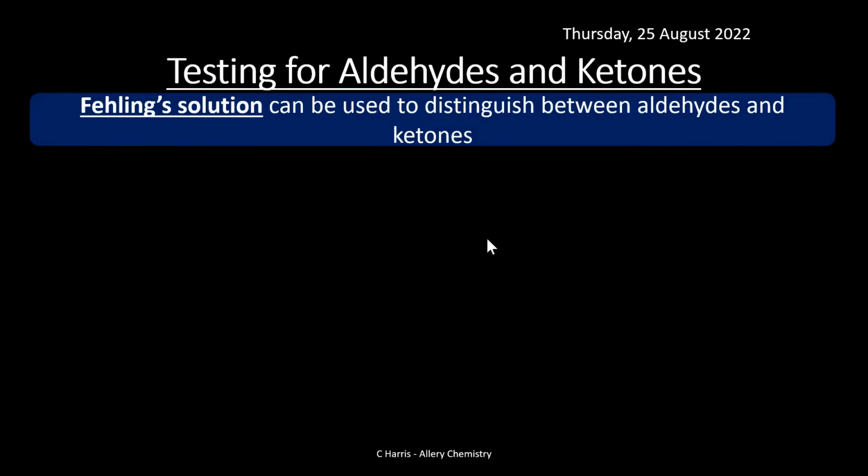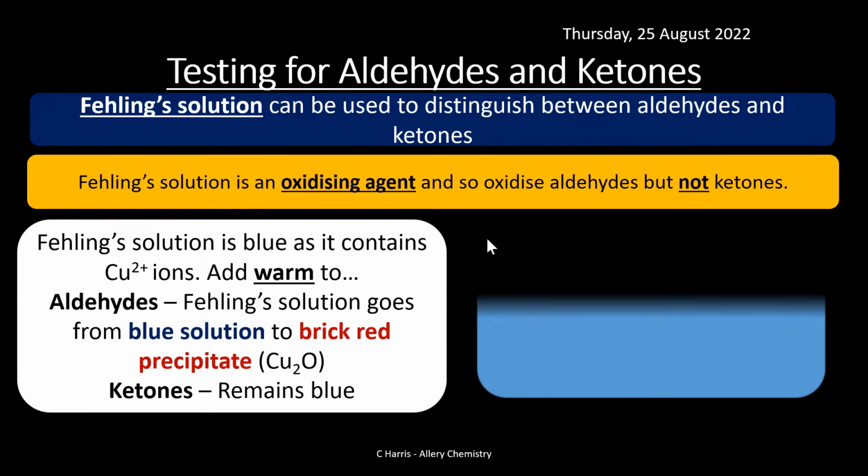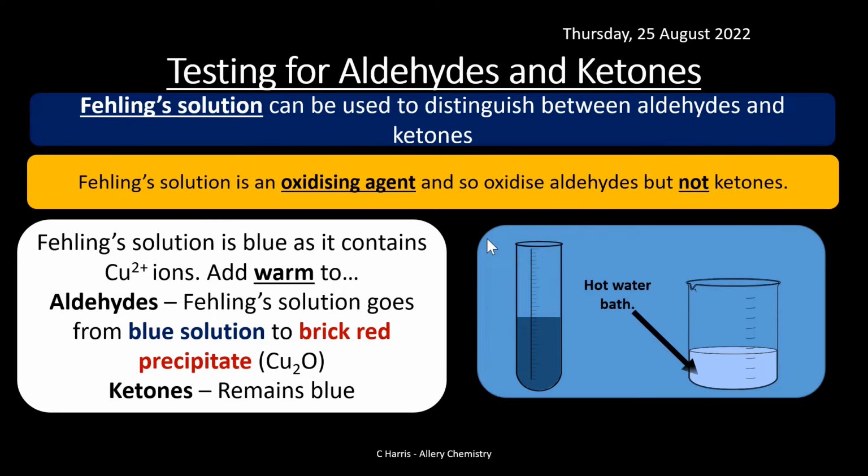Okay, we can also use another substance called Fehling's solution. Fehling's is another one which you can use to distinguish between aldehydes and ketones. A bit like Tollen's reagent, Fehling's is also an oxidizing agent, and it will oxidize aldehydes, but it won't do that with ketones. Fehling's solution is blue.